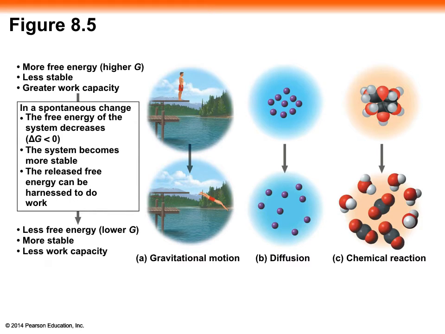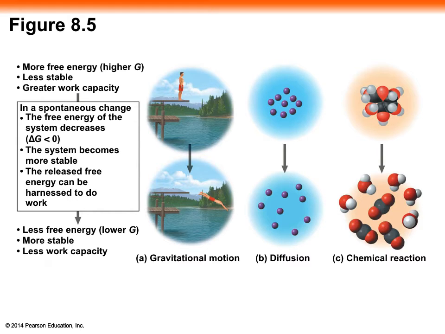A person standing on the top of a diving board. When this person drops from the top of the diving board down to the bottom of the lake, would this person have a positive delta G or a negative delta G? More free energy or less free energy? And the answer is a negative delta G, because the person will have less free energy as the person jumps from the top of the diving board to the bottom of the lake.